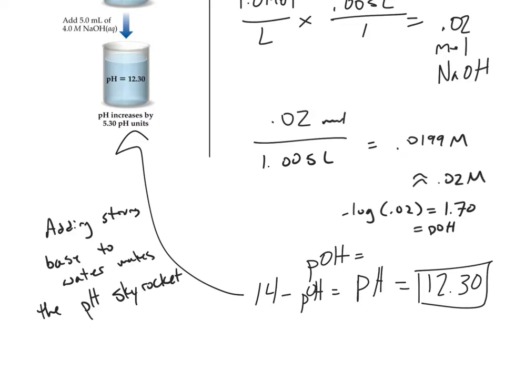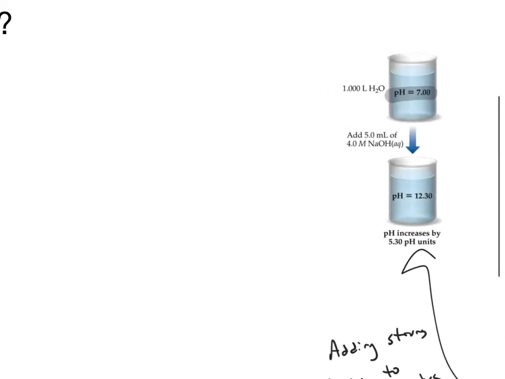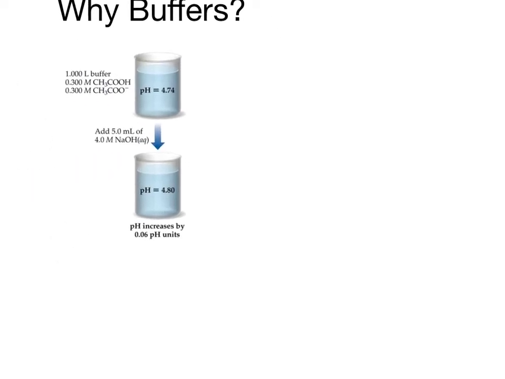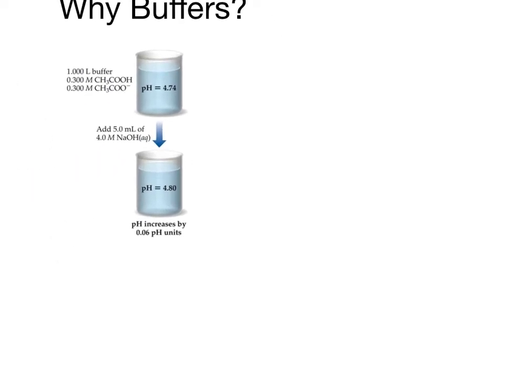Simply adding a strong base to water drastically changes the concentration of OH in solution, and the pH changes pretty quickly. Now let's contrast that with this scenario over here. Now we're going to take the same 0.02 moles of NaOH, and we're going to drop it into 1 liter of buffer, which is made up of 0.3 molar weak acid and 0.3 molar of its conjugate base.